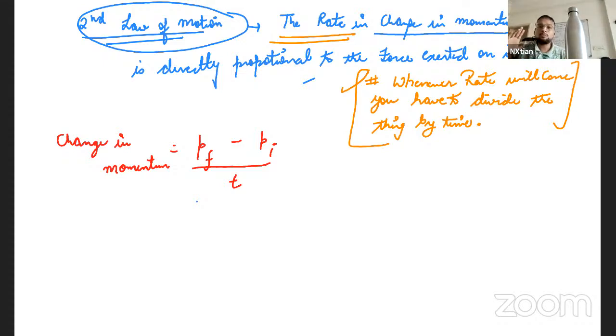The second example is that I'm changing the momentum very quickly. So I'm just hitting it. I'm slowing my hand, but in which case is the force more? In which case will the bottle flip a farther distance? In the second option only, because I'm changing the momentum of my hand in very little time. Understood, guys?